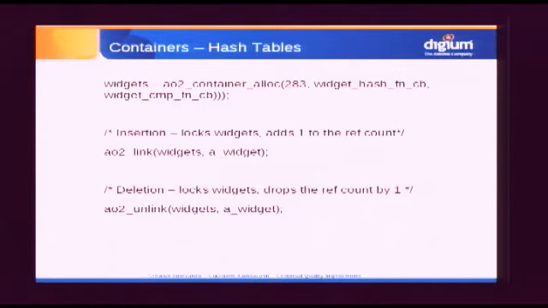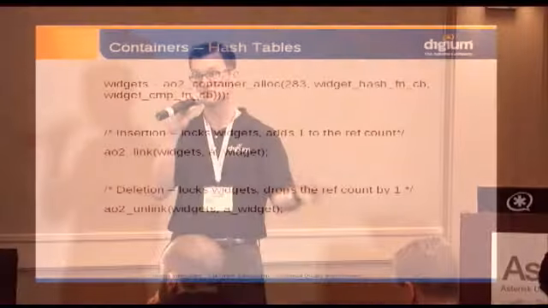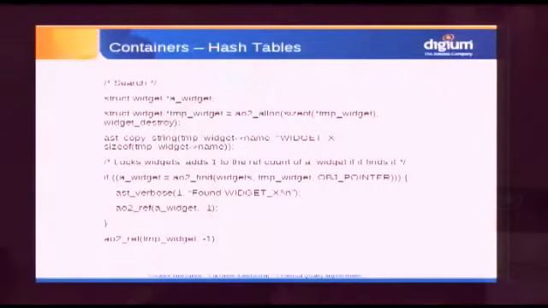So you can unlink an object out of the container, but as long as somebody else is still using it, you don't affect them. Eventually you will, when they signal that they're done with the object, but you don't automatically remove the object for them. Searching is a little bit more tricky, but not too bad.